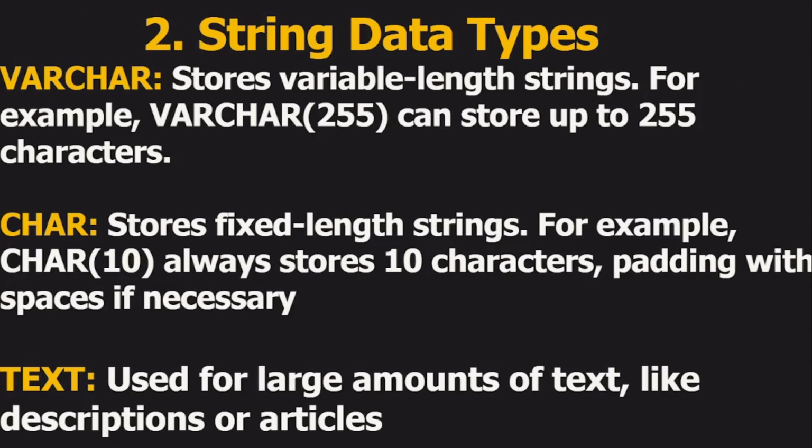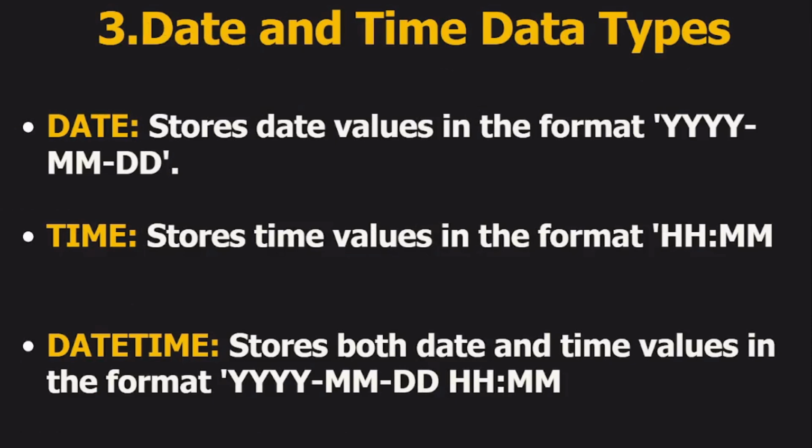String data types. We have string data types used for storing text. Varchar stores variable length strings. Char stores fixed length strings. Text is used for large amounts of text like descriptions or articles.